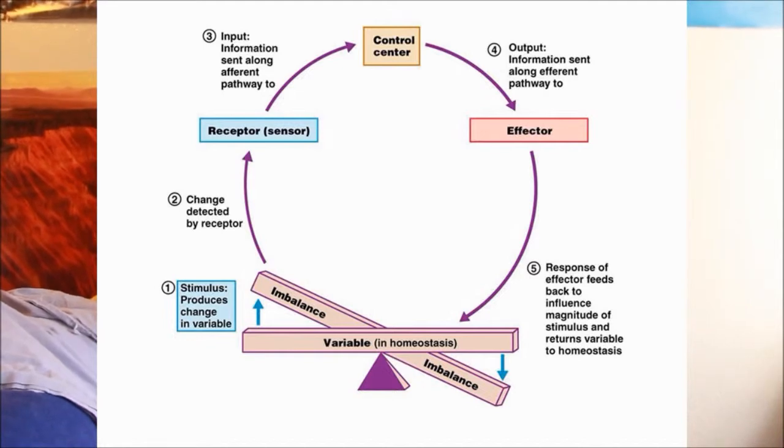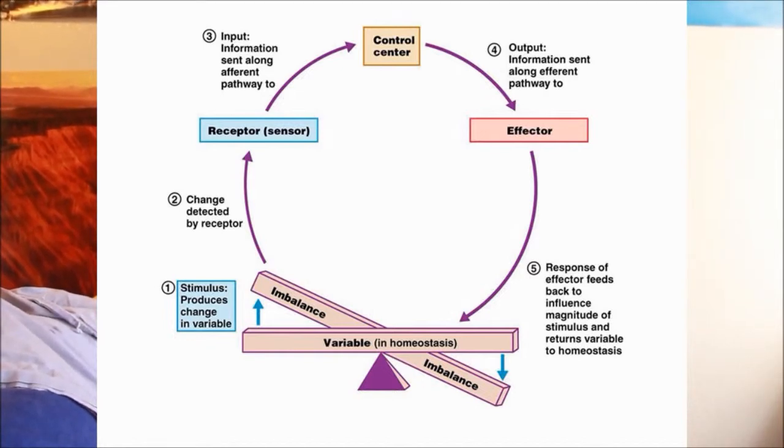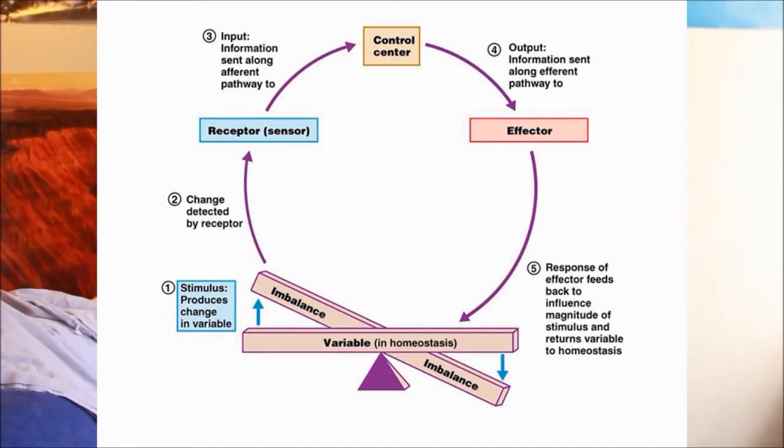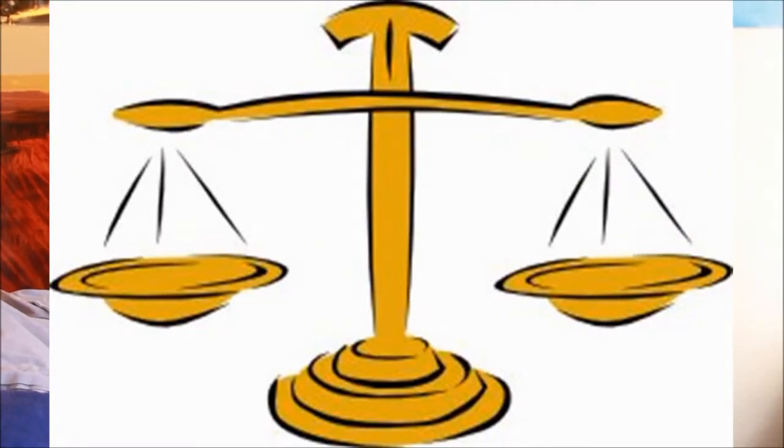The control center determines the appropriate response and course of action. Output is the information sent from the control center that travels down the efferent pathway to the effector. And the response is a response from the effector that balances out the original stimulus to maintain homeostasis. Think of it as an extremely complex balancing act.